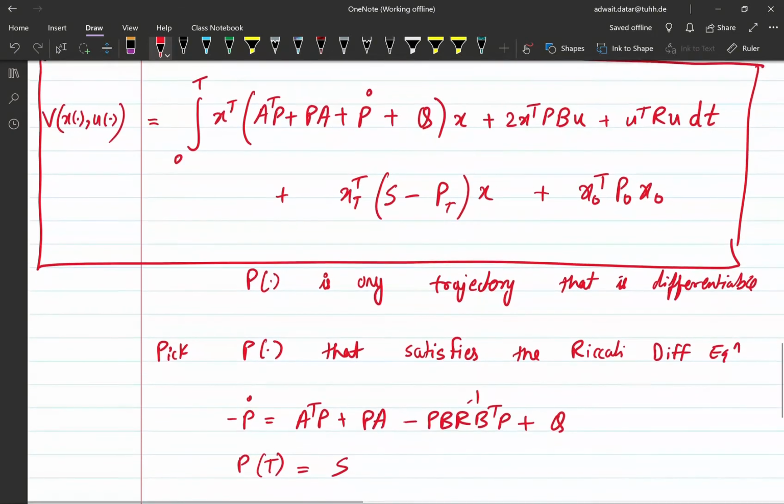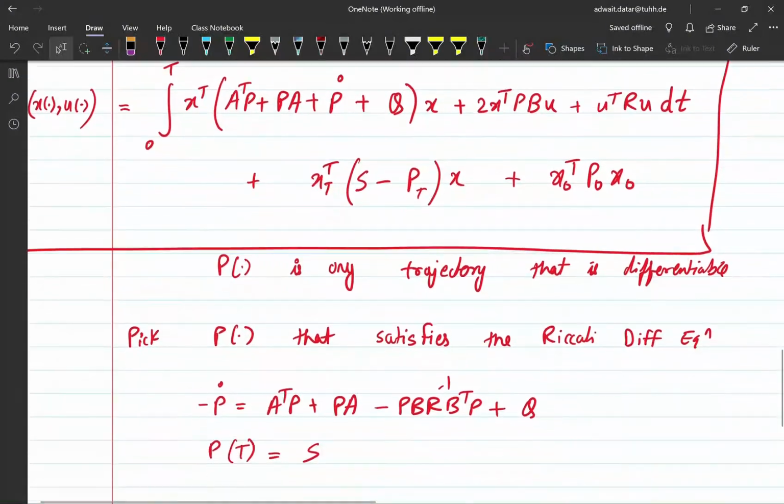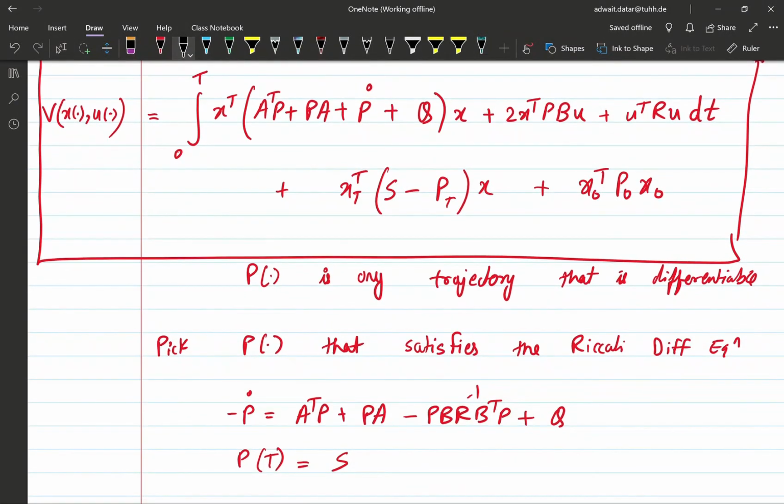Now because this box, this V of x, u holds for any P, we can choose whatever P we want that is differentiable. So we pick a P that solves the Riccati differential equation, because of which this term, which is P dot plus A transpose P plus P A plus Q, will be equal to, if we shift P dot here and move this term to the other side, this P B R inverse B transpose P. So that's what we will do.